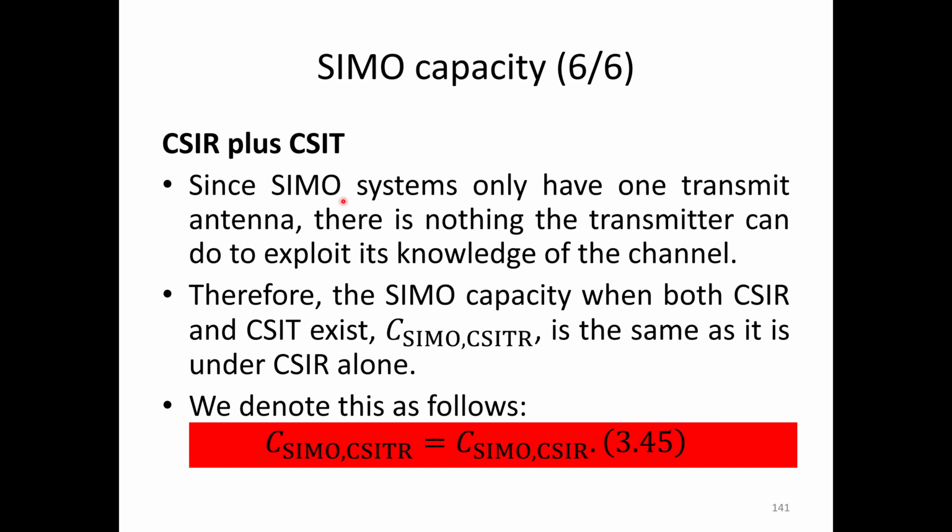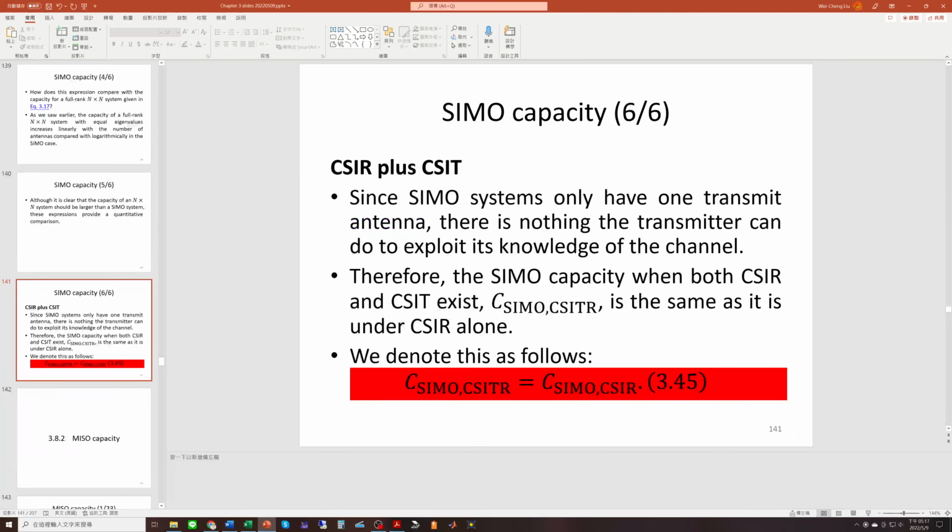Since SIMO systems only have one transmit antenna, there is nothing the transmitter can do to exploit its knowledge of the channel. Therefore, it is 25 minutes. Let us take a break.